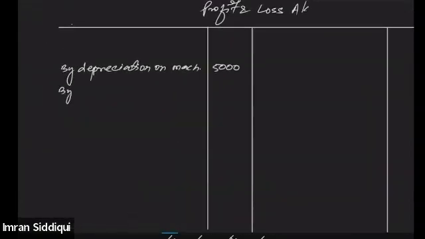Write down by depreciation on furniture, 700.